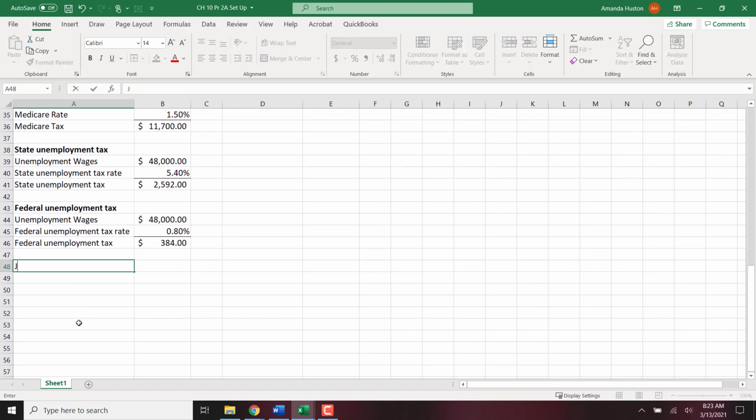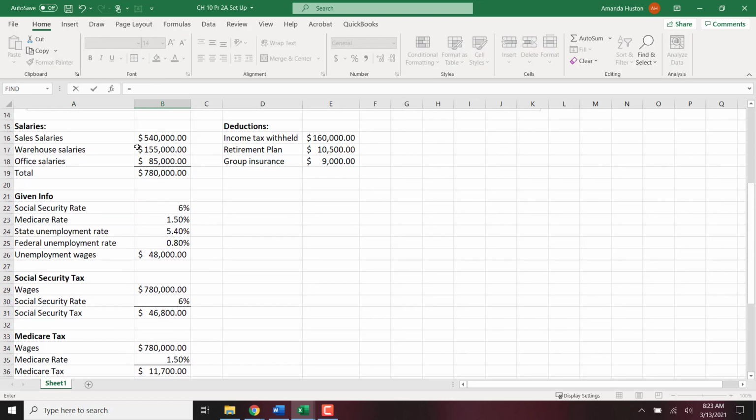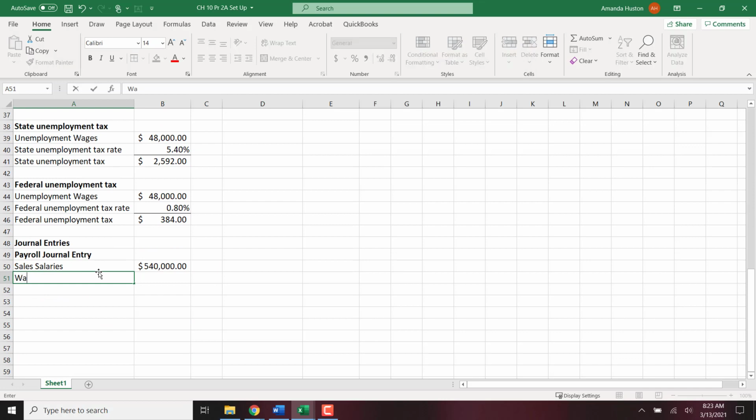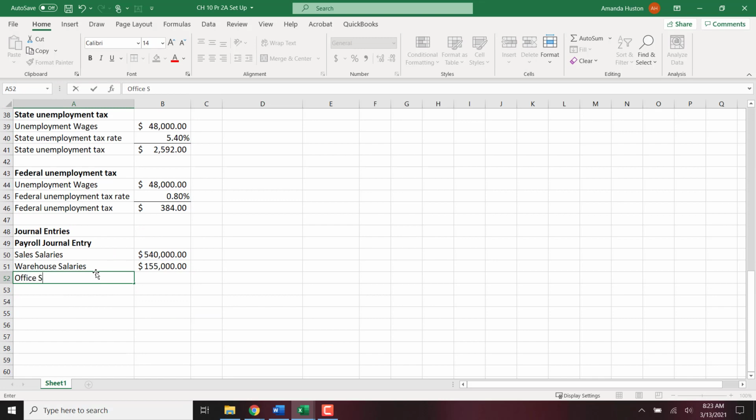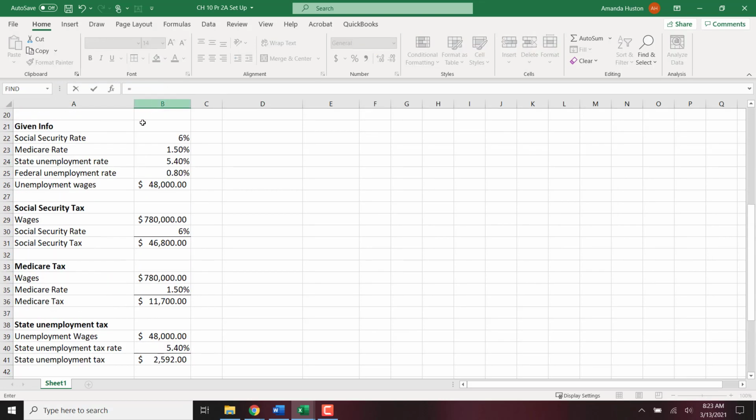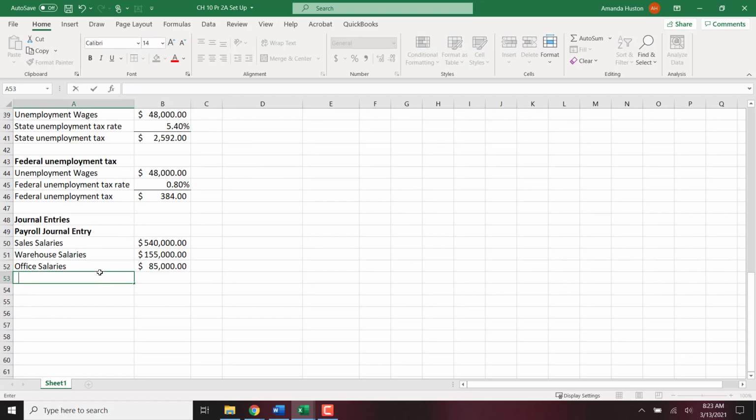Now we're going to make journal entries. So first we're going to do the payroll journal entry. So we have sales salaries. We're going to list each salary separately because they probably would have separate categories for these. Then we have warehouse salaries, which they gave as 155, and then we have office salaries, $85.